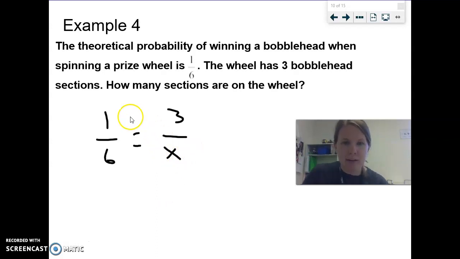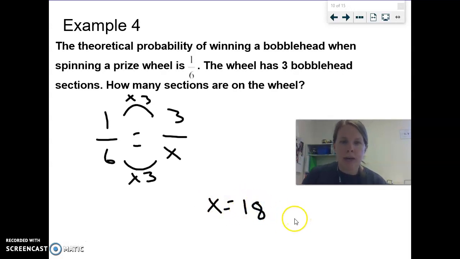This one, again, is an easy one where I can find this pattern. I'm multiplying by 3 from one to the other. So I'm just going to take the 6 and multiply it by 3. 6 times 3, that gives me 18. So on my wheel, you would have 18 sections.